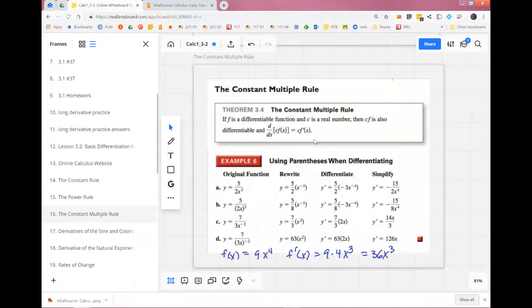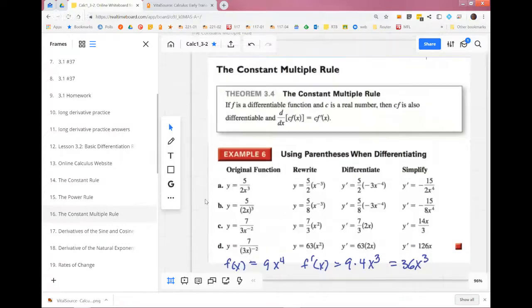And you notice what it says? It basically says ignore it. Just leave it there. C. Don't do anything. And then just take the derivative of the function. So with a constant, you pretty much just let it be when it's a multiplication, a constant out in front. So let's look at the examples.